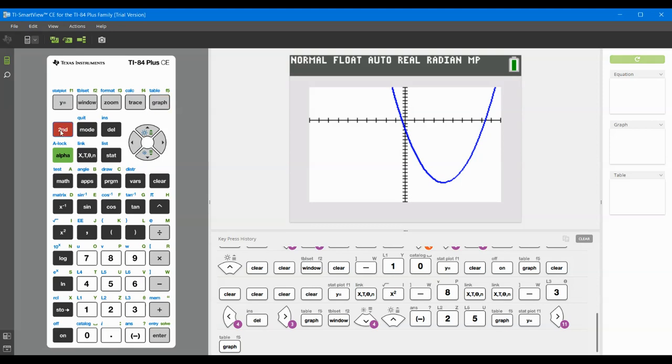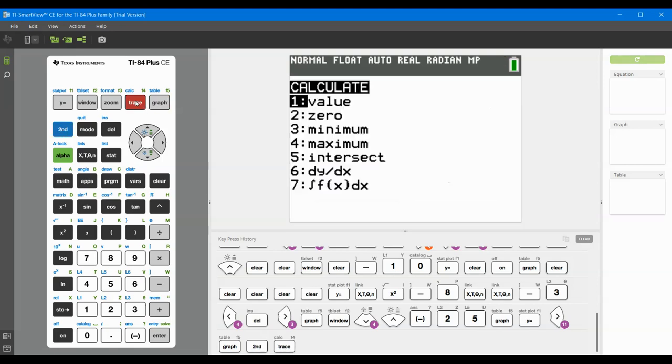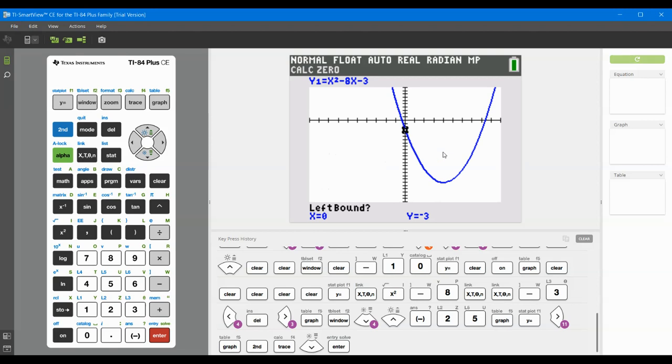So we're going to go to second calc. And we can see we've got various things there. And we're going to concentrate on this, the 0, first of all. So the 0 will tell us where it crosses the x-axis. Now there's two places where it crosses the x-axis. One is here, the other one is here.